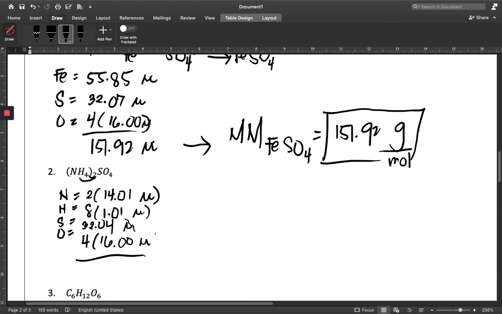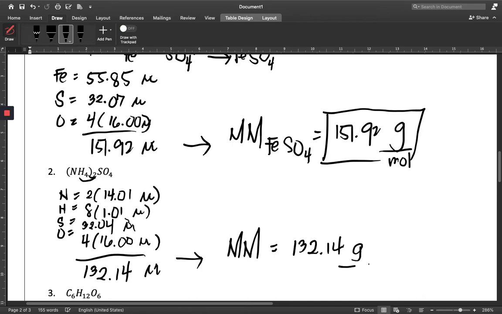So that means you'll have to multiply 2 times 14.01, plus 8 times 1.01, plus 32.04, plus 4 times 16.0, and then we end up with a grand total of 132.14 atomic mass units. So this is now the formula mass for ammonium sulfate. Ammonium sulfate is an ionic compound made up of the ammonium ion and the sulfate ion. And so the molar mass of ammonium sulfate, in this abbreviation, we are talking about the molar mass and not the molecular one, although they may have the same abbreviations, is 132.14 grams per mole.